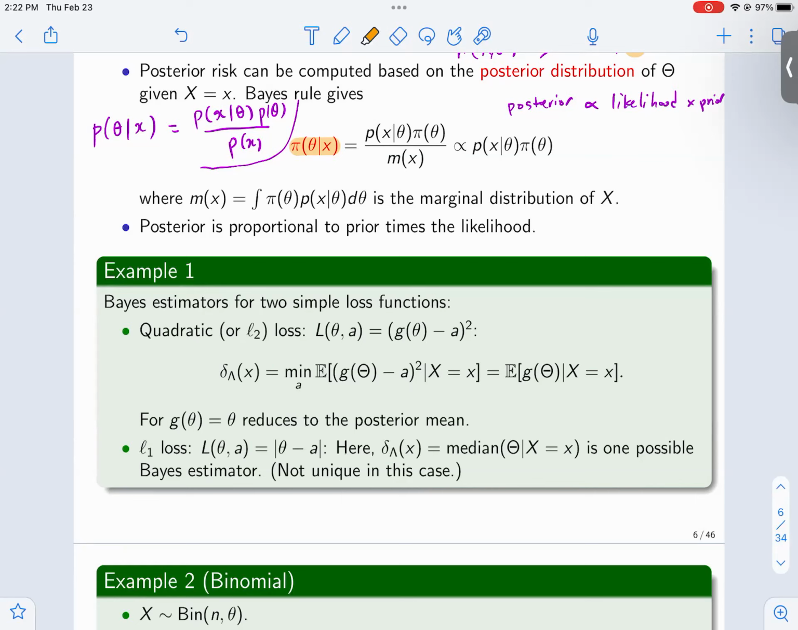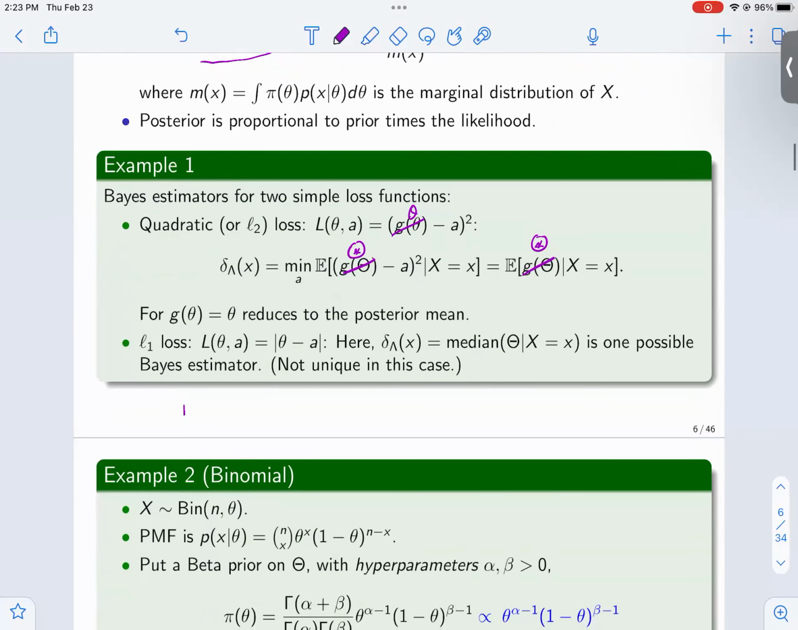So let's see what happens if you have the L2 loss. I'm just going to assume that this is theta, so you have theta minus a squared. Then the minimizer of the posterior risk: there are different ways of showing it, but what we want is to minimize the expectation of the loss, which is theta minus a squared, conditional on x. If you minimize over a, it's not hard to see that it's just the conditional expectation of theta given x.